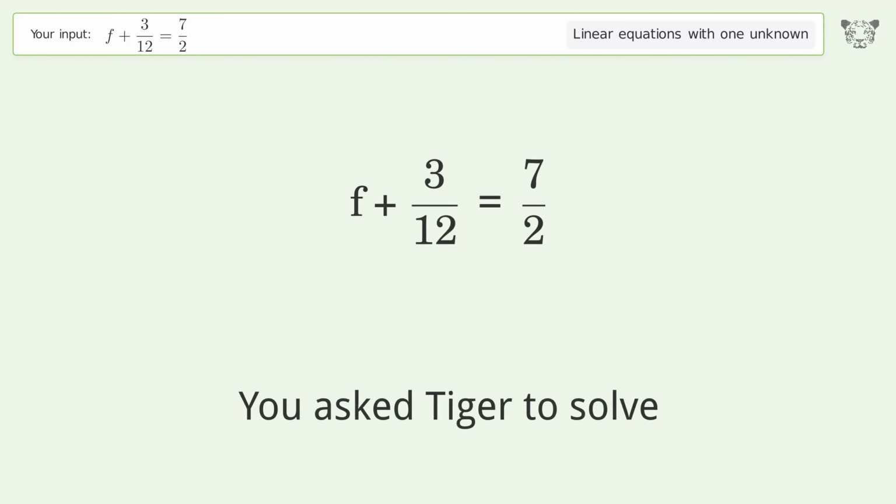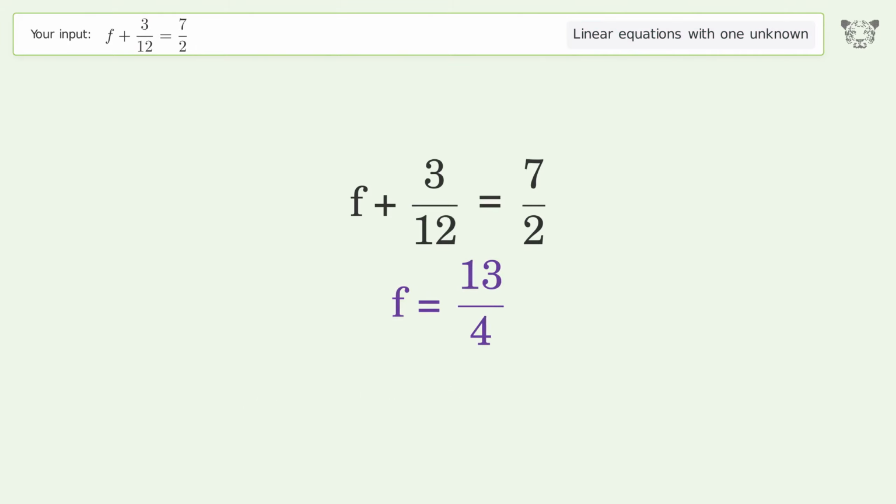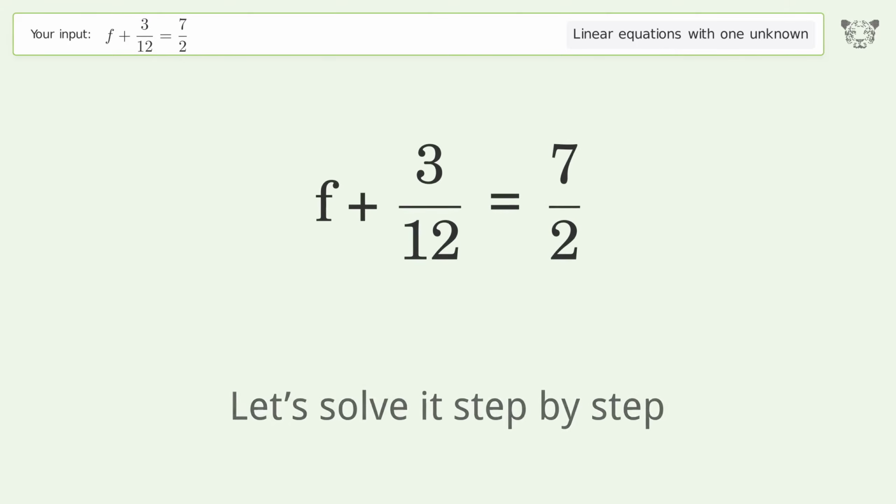You ask Tiger to solve. This deals with linear equations with one unknown. The final result is f equals 13/4. Let's solve it step by step.